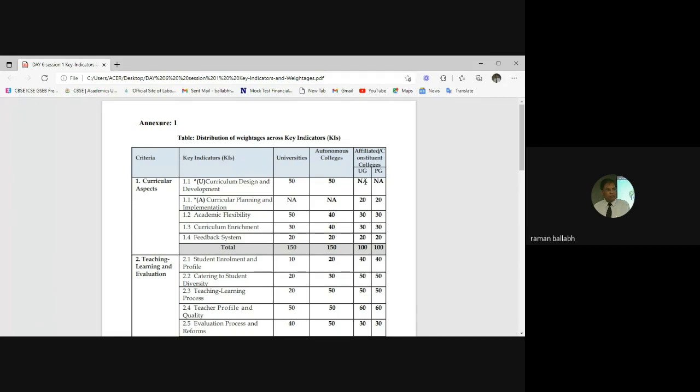Ashok Kumar ji, sir, you wanted to ask a certain question. Please unmute yourself. What is your question? Is it Ashok Kumar or Ashok Kumar Singh? Ashok Singh. So you asked about the library, right? Library comes under infrastructure. In which category, sir? When we discuss every criterion in detail, the library will also be one of the key indicators in one of the criteria. Okay, sir.